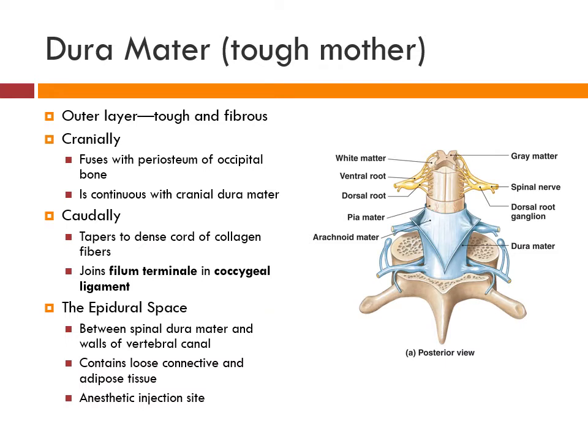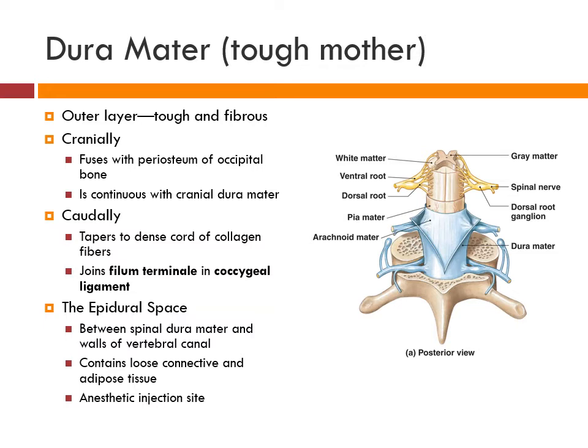Caudally, so towards the tail, it tapers into a dense cord of collagen fibers and joins the filum terminale to attach into the coccygeal ligament. So the dura mater and the filum terminale are going to keep the spinal cord from moving superiorly and inferiorly within the spinal canal. The epidural space is the space between the dura mater and the walls of the vertebrae.